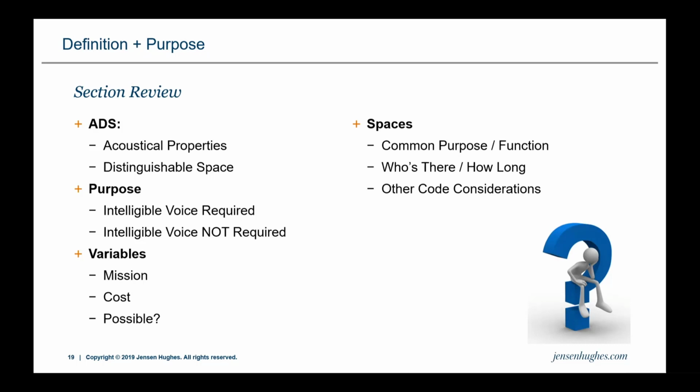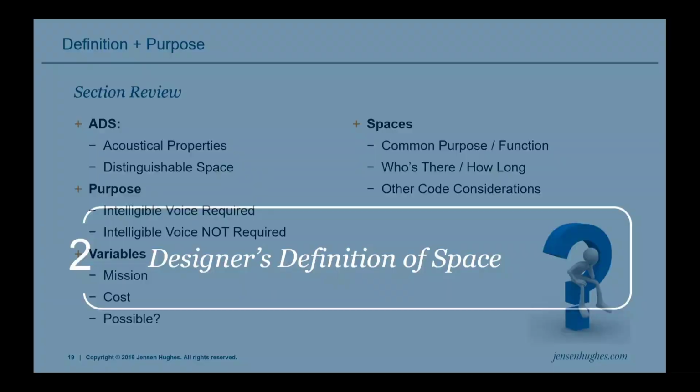And then finally, our spaces themselves. What is the common purpose or function of the room? How will it be used? Who's there and for how long? And any other code considerations, like I mentioned, is it a stairwell in a high-rise building? Is it an elevator cab in a high-rise building? Those kinds of things may have requirements that say we have to put a certain piece of equipment in that room, and so we have to deal with how to design it properly.